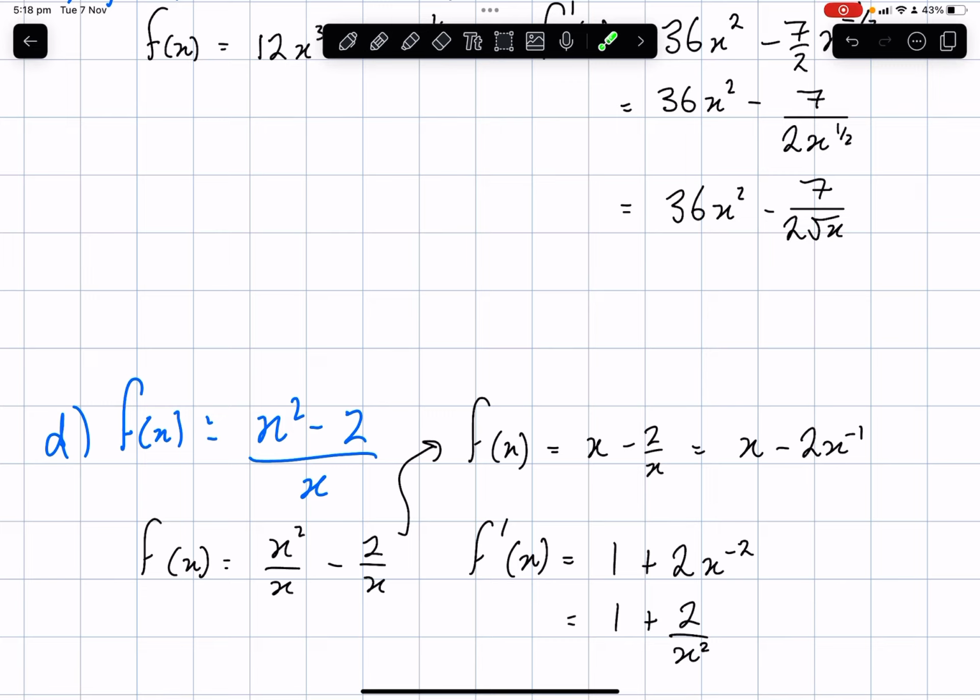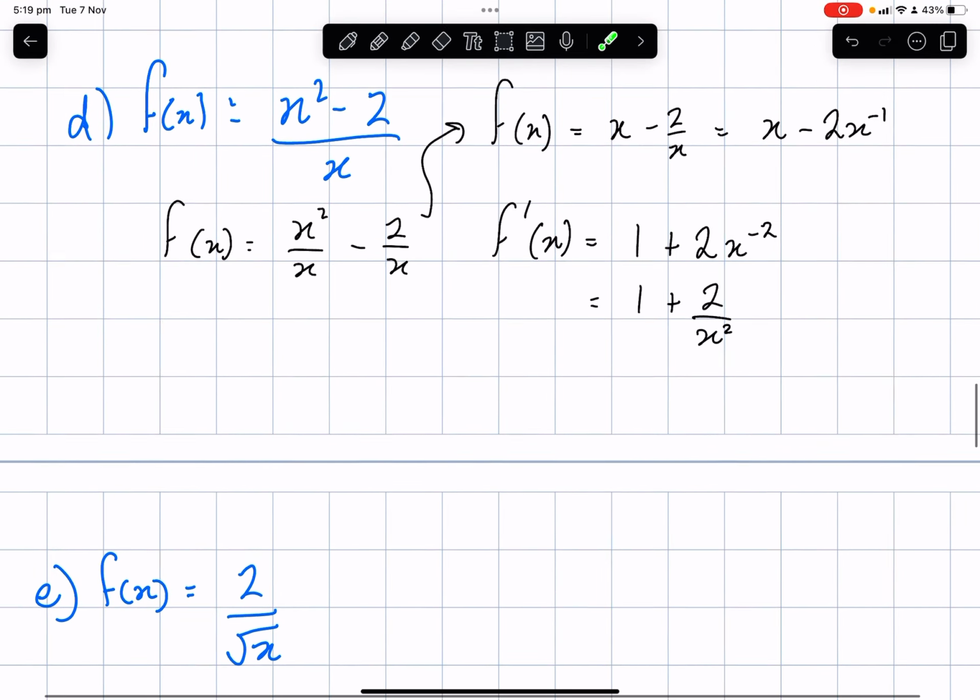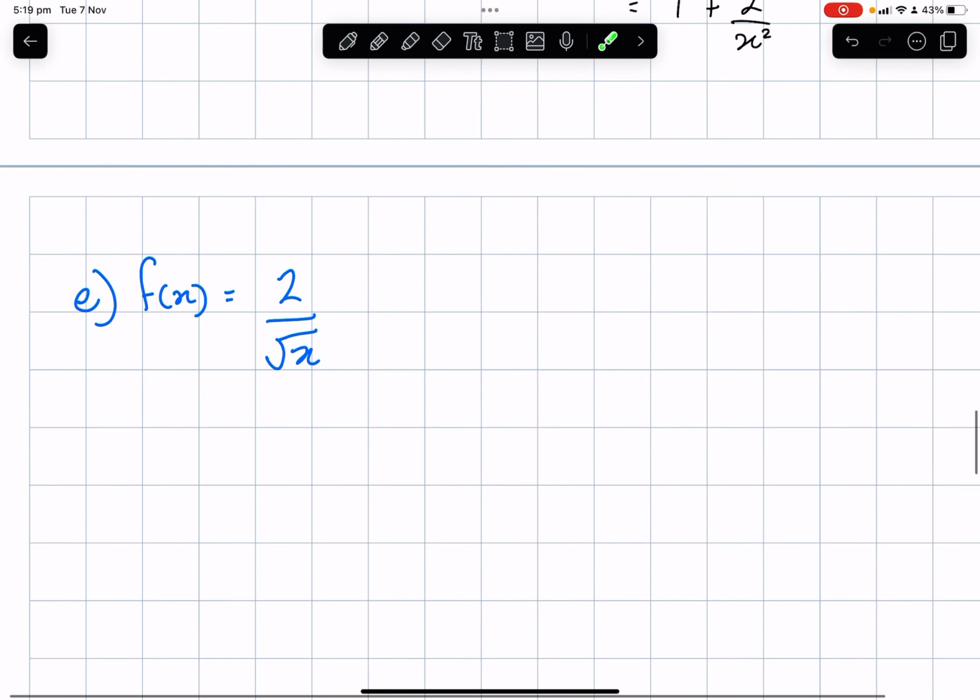Okay, so there's a few rules that we need to adhere to. No square roots in my function. Got to put them in terms of powers. And then I also don't want any x's in my denominator. So we've got to use negative powers to get them to the top. So let's do one more example.